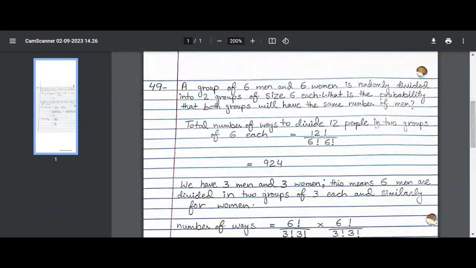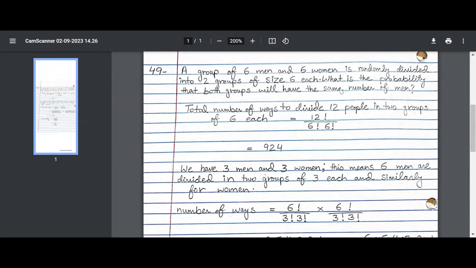First of all, we have to find how many ways there are to divide. Total number of ways to divide 12 people into 2 groups of 6 each: 12 factorial over 6 factorial multiplied by 6 factorial. When we expand this factorial, we will get 924 as the answer.